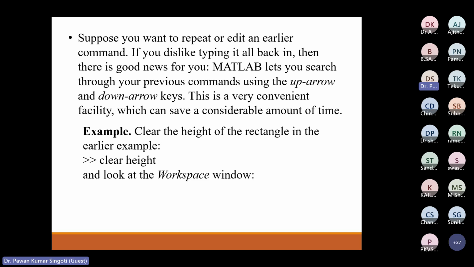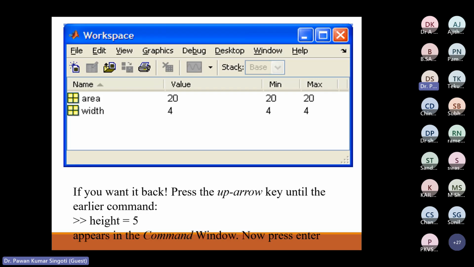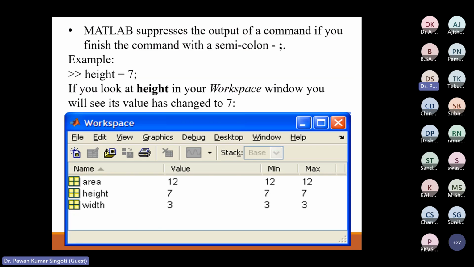Clear the height of the rectangle in the earlier example. Clear height will clear this variable. If you want it back, press the up arrow key until the earlier command shows. A number of previous commands will be shown to you. Just click on the up arrow and it will show you all the previous commands. MATLAB suppresses the output of a command if you finish the command with a semicolon.